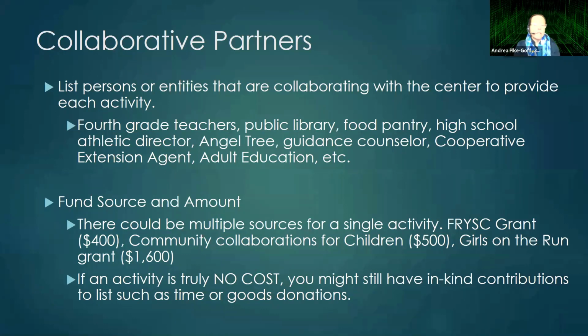Your FRISC grant could certainly be listed here. If it's something that you're going to pay for supplies or items or pay a community person to come in and do, then you could list FRISC grant there and the amount it's going to be. If you're going to get a grant from Community Collaborations for Children to conduct an off-site parenting program, and that amount's $500, then you'll put that in there.